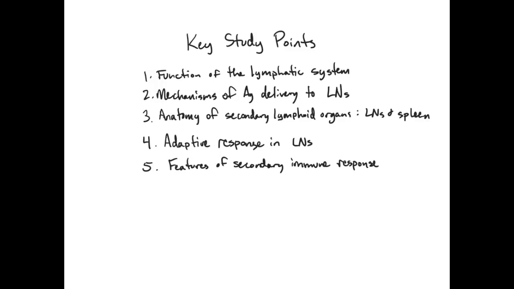So key study points from this lecture: you should review the function of the lymphatic system and the mechanisms by which it delivers antigen to lymph nodes. Also review the anatomy of secondary lymphoid organs, particularly lymph nodes and spleen, and understand the mechanisms that lead to the induction of an adaptive immune response in the lymph node. And lastly, review the features of a secondary immune response and how that differs from the primary immune response.